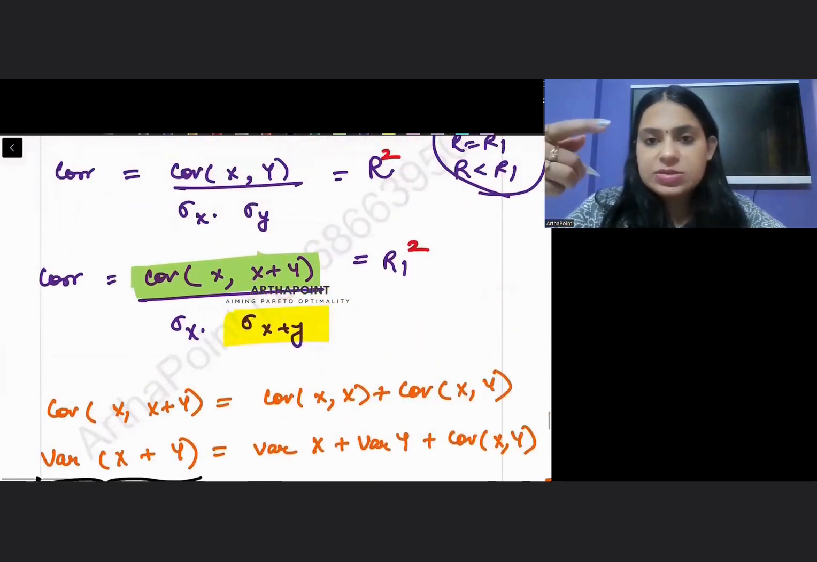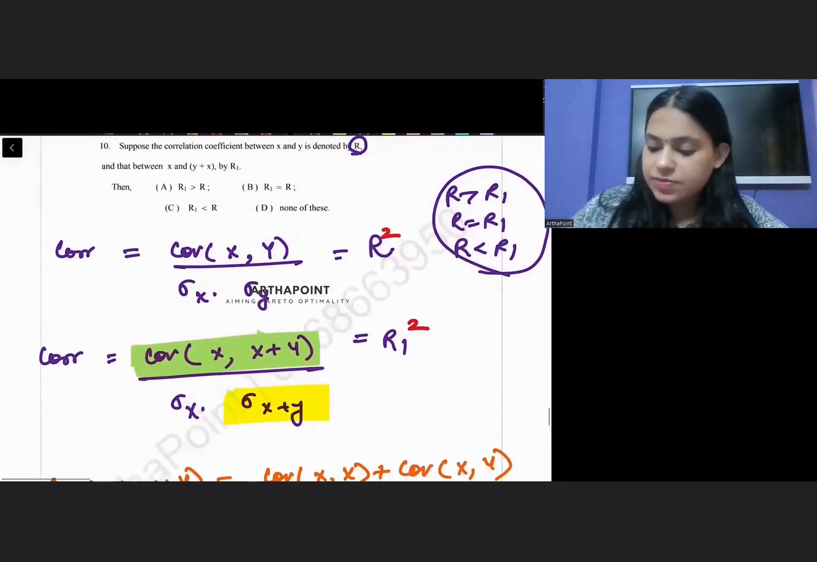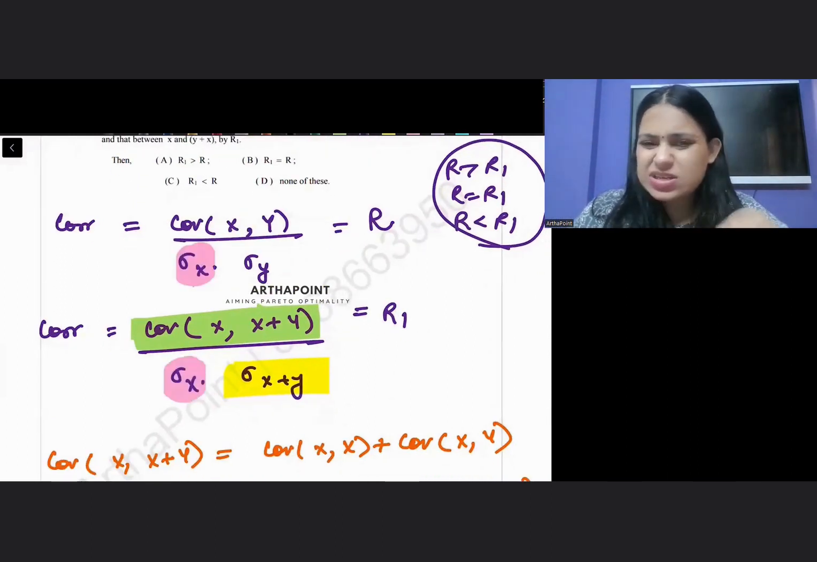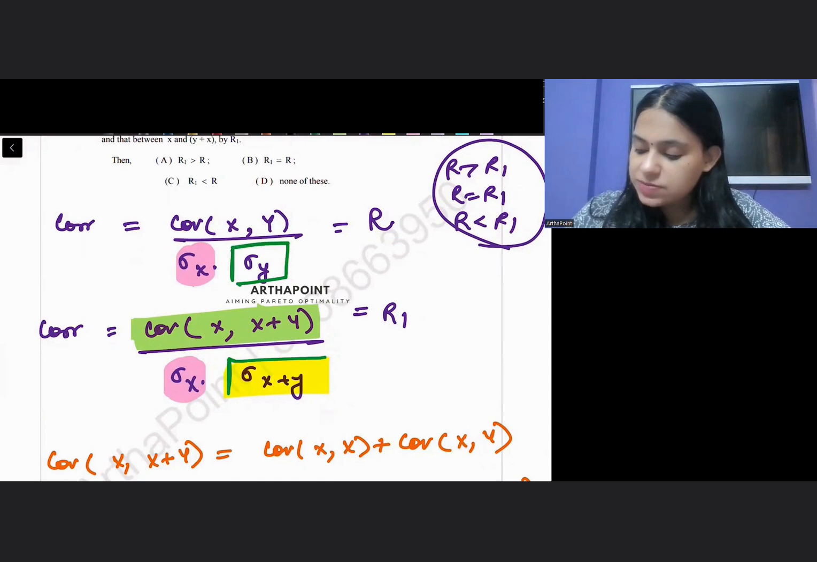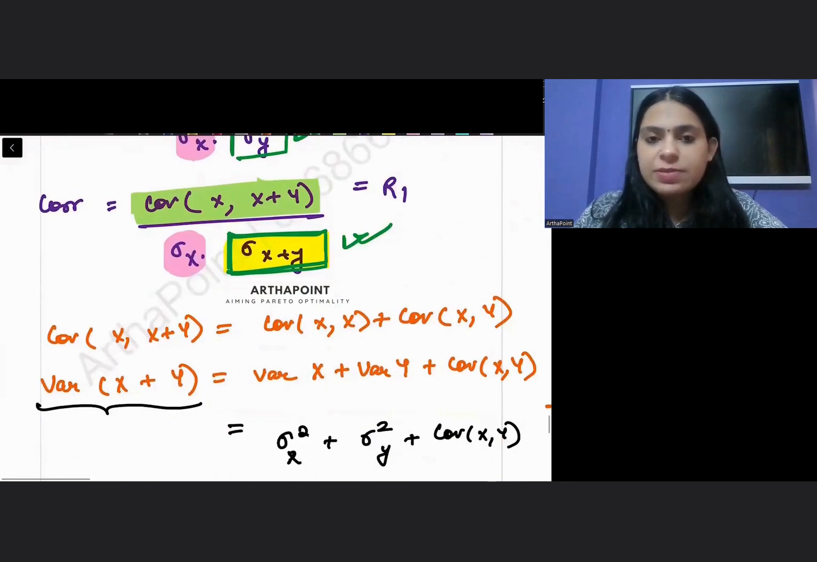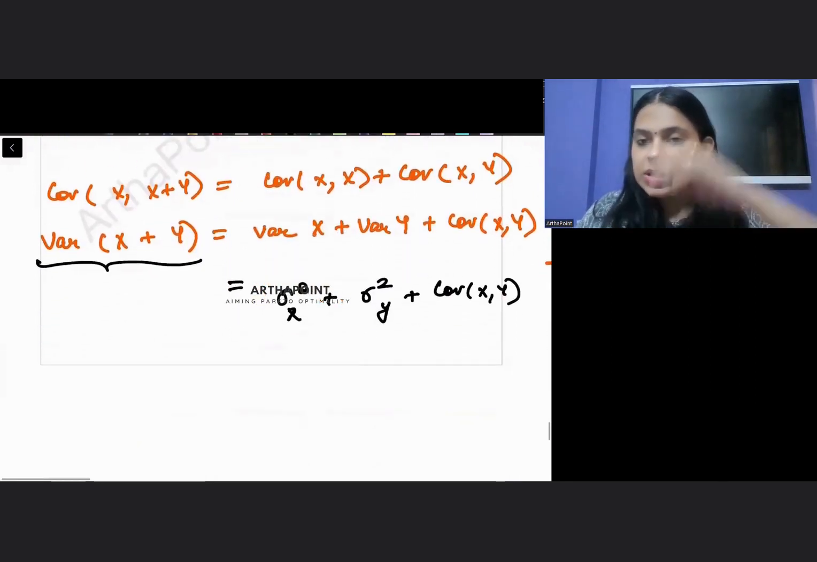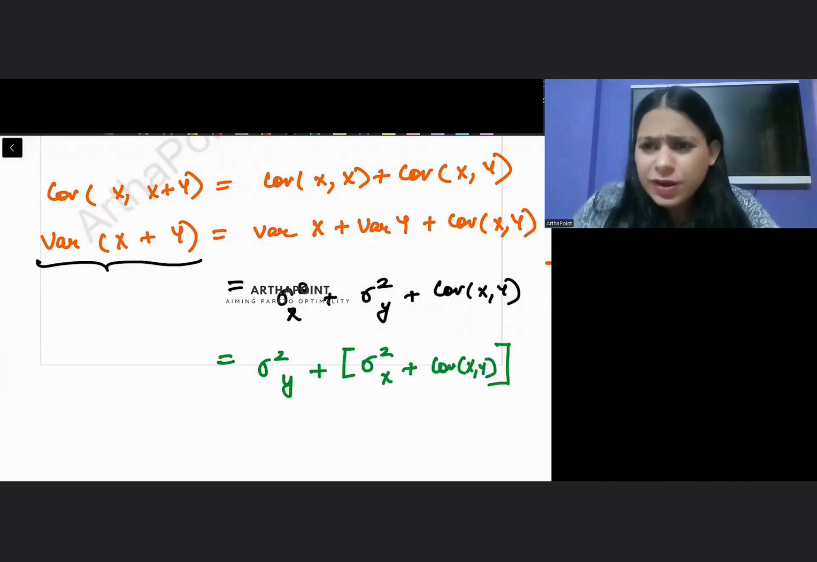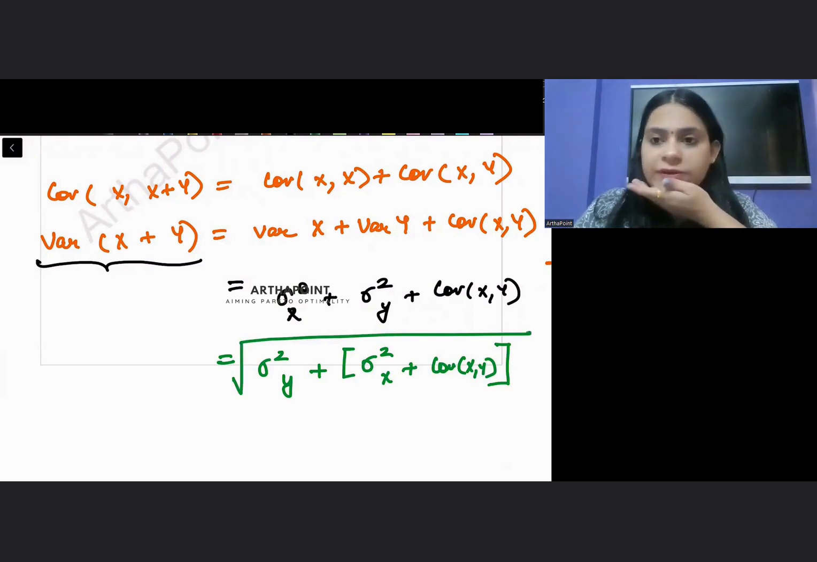Now, if you compare this with the other one, with this r, then you notice that this is common only. So it does not matter to me for comparison purposes. I am comparing this with this, right? Even if I square on both sides, I will realize that this is going to be sigma y square plus some term here, sigma square x plus covar xy. And even if I find the under root, then this is going to be this under root, right?